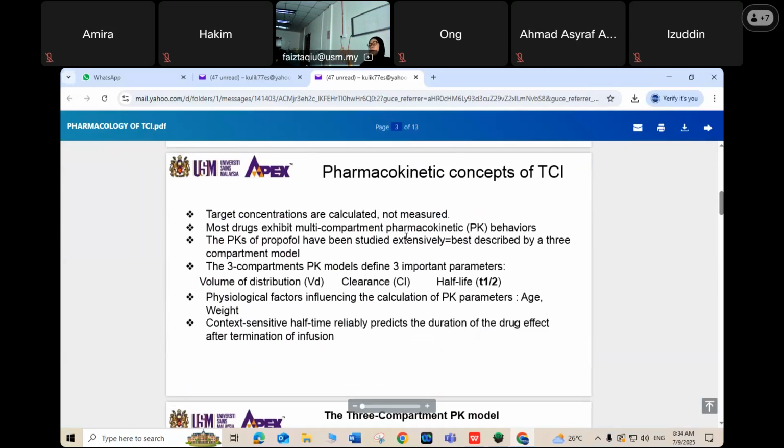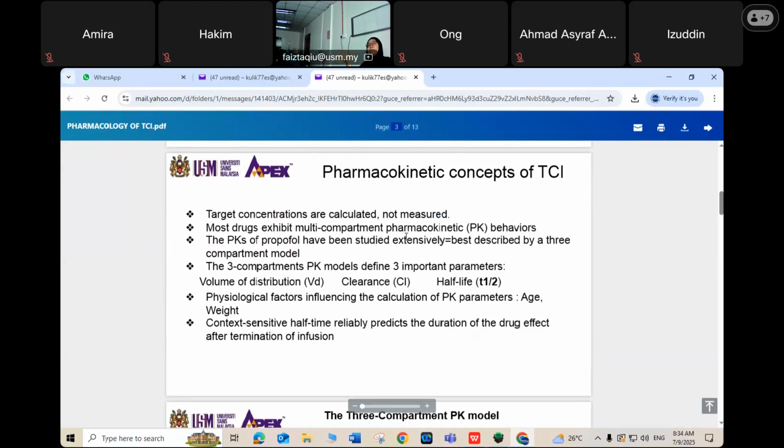Okay, the physiological factors, the ones that we key in depending on the models. For example, age, weight, and some models require you to put in gender as well. Okay, so age and weight, all models will require that. Some models require you to put in gender.